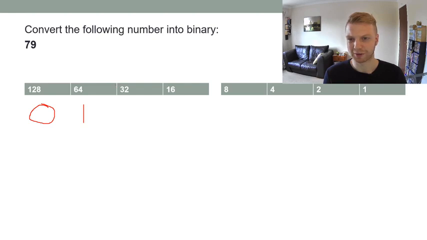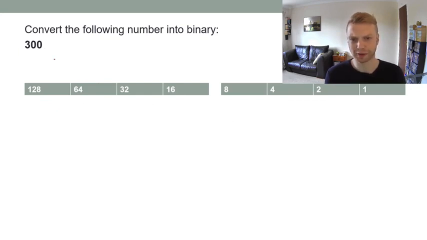So we've got 15. Does 32 fit into 15? No, it doesn't. Does 16 fit into 15? No, it doesn't. Does 8 fit into 15? Yeah, it does. So 15 minus 8, and you can just do this on a calculator. You just keep subtracting the numbers as you go along. So 15 minus 8 is 7. Does 4 fit into 7? Yeah, it does. That only leaves us with 3, which means 2 and 1. And that is the binary number for 79.